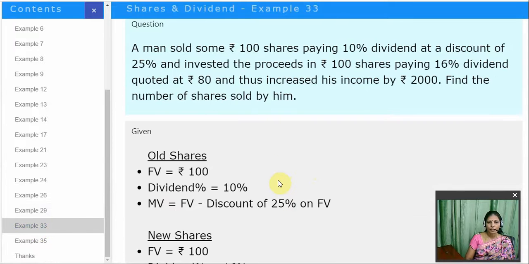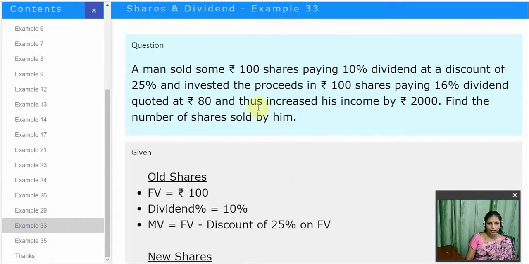Look at the question here. A man sold some 100 rupees shares, paying 10% dividend at a discount of 25%, and invested the proceeds in rupees 100 shares, paying 16% dividend quoted at rupees 80, and thus increased his income by 2000. Find the number of shares sold by him.